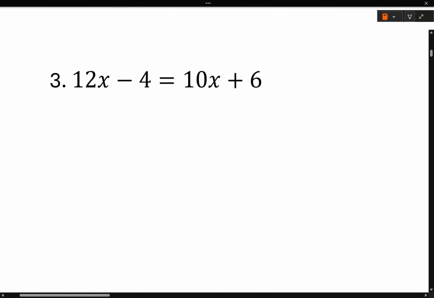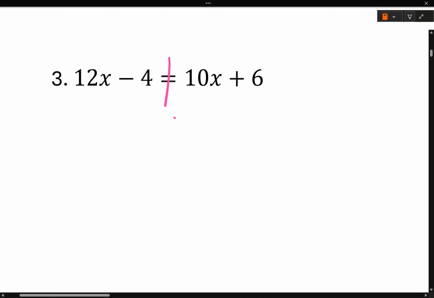Number 3. Ooh, that's different. What's different? Can you tell while I draw that line? Hopefully you noticed that there are x's on both sides. In order just to make life easier, my suggestion is always bring the x's to the left and the numbers on the right. That's how we're used to seeing things like an x equals. So let's just do that.